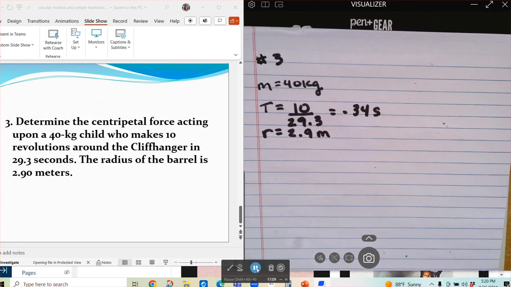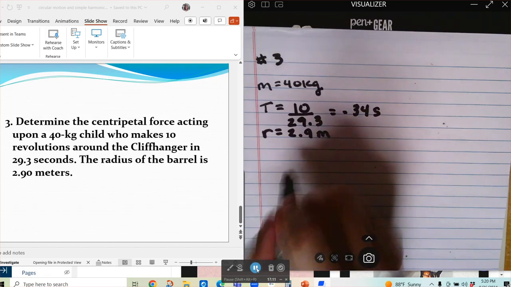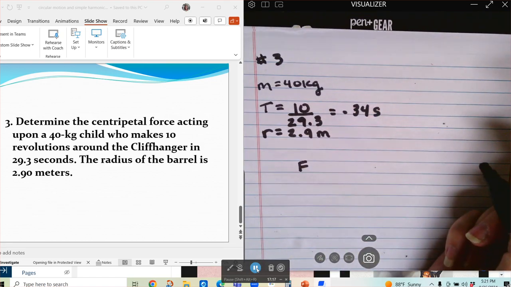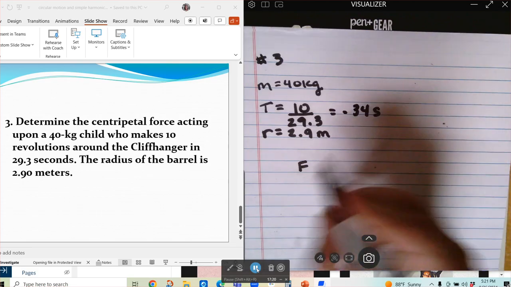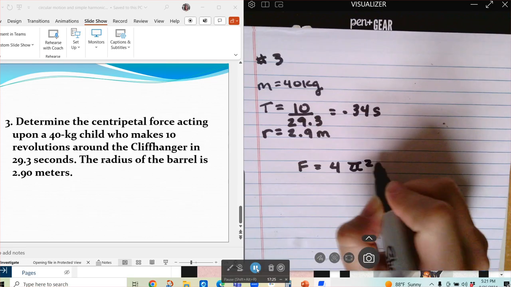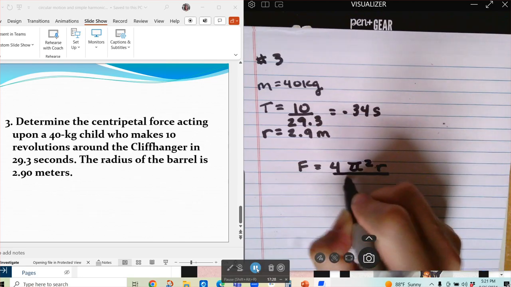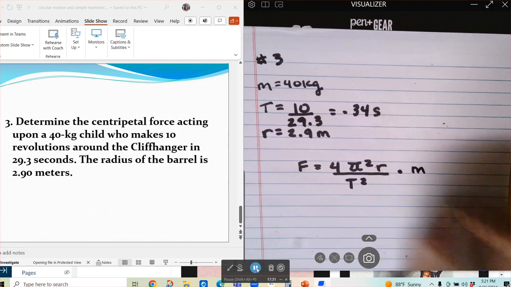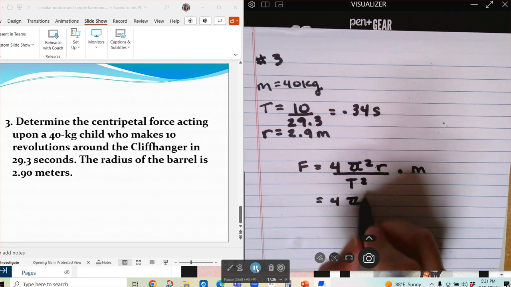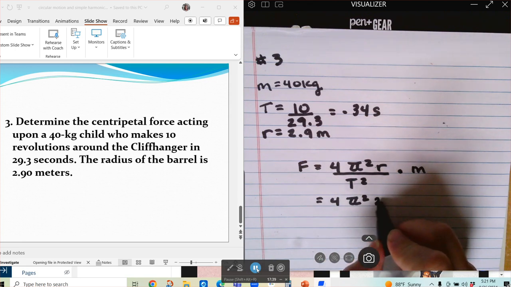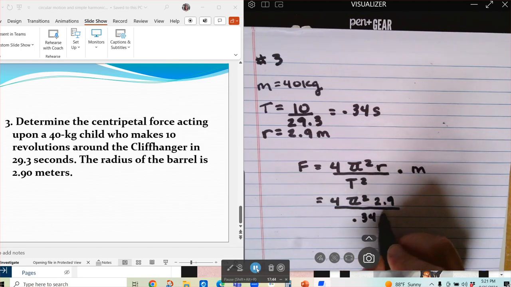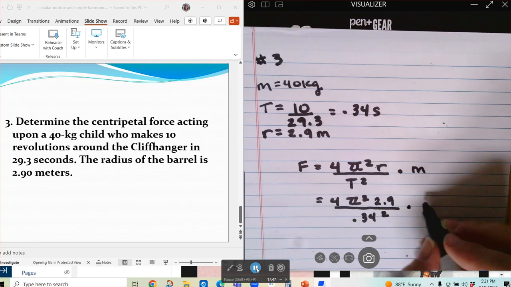And this problem is just asking for the force. So we cannot use F equals ma because we don't know what a is, right? So we're going to have to use our formula for 4 pi squared r over t squared times m. So let's go ahead and put that in our calculators. We have 4 pi squared times 2.9 over 0.34 squared times 40.